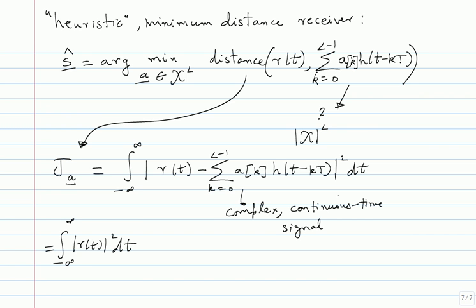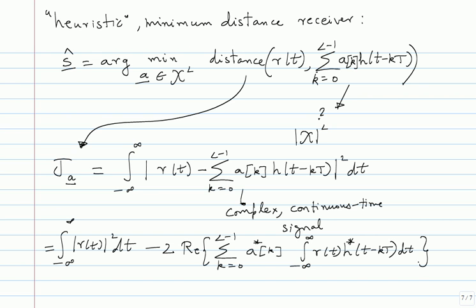The middle terms, the mixed terms, you can join together and write as 2 times real part, minus 2 times real part of, I'll push the summation outside of the integral, summation k equals 0 to l minus 1, a_k star, integral minus infinity to infinity r of t h star of t minus kT dt. This whole thing is inside the summation. How did I get 2 times real part? You'll get whatever is inside plus its conjugate, so that becomes 2 times real part of one of those things. I'm choosing this one for convenience; you can choose the other also.